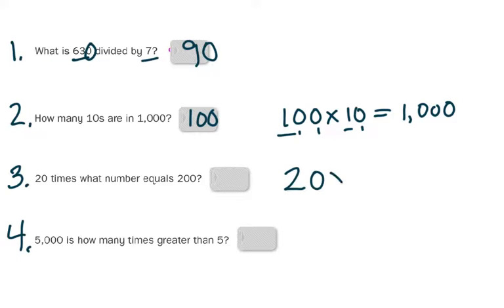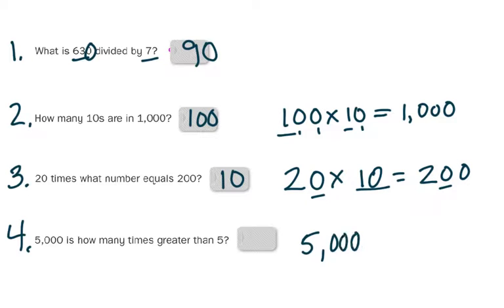20 times what number equals 200? Well, 2 times 1 would give me 2. 1 zero here, 1 zero there. I must add on 1 more. It is 10 times greater. And 5,000 is how many times greater than 5? Well, 1, 2, 3 zeros. It's 1,000 times greater.